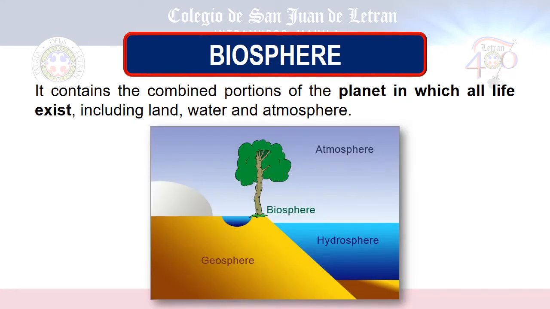Next, biosphere. The biosphere is made up of parts of Earth where life exists. The biosphere is a global ecosystem composed of living organisms and the abiotic factors from which they derive energy and nutrients.